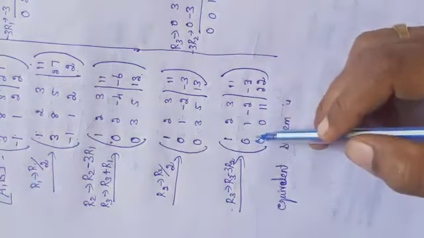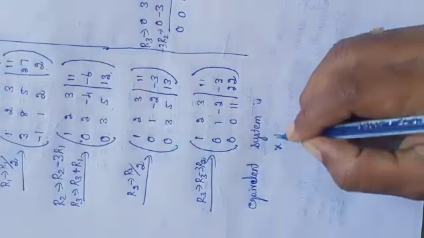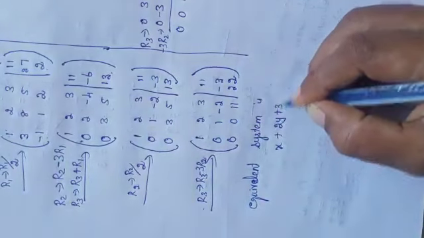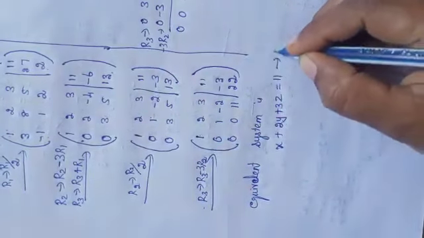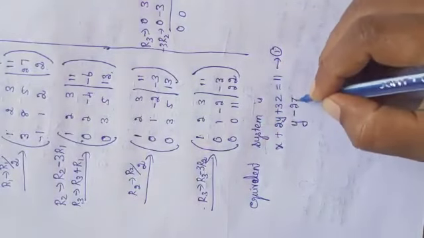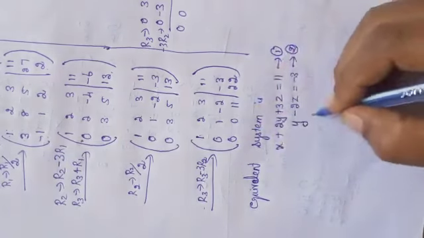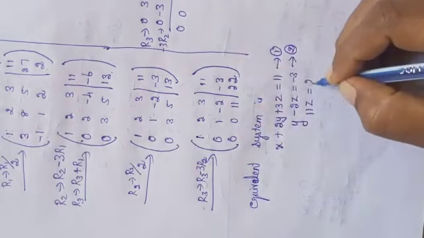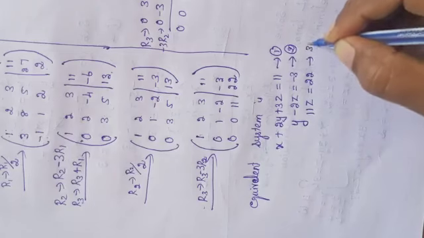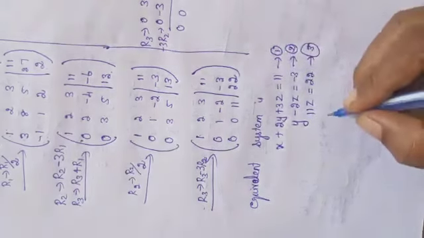So after bringing to the row echelon form, we have to write the equation, isn't it? Write it. x plus 2y plus 3z is equal to 11. Equation number 1. Second, this is y minus 2z equal to minus 3. Equation number 2. 11z is equal to 22. This is equation number 3. Now back substitution. In reverse order, we are going to find out the values.